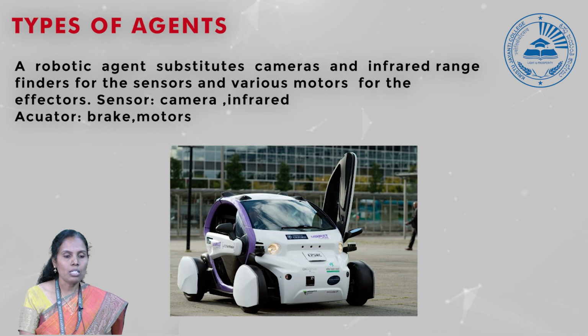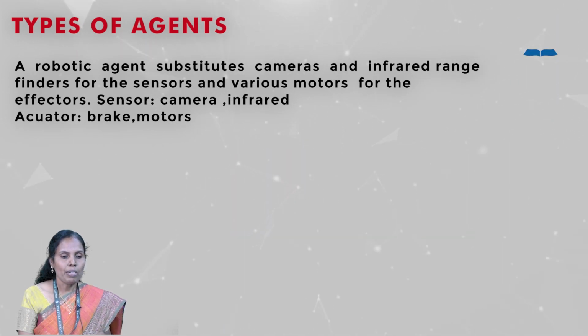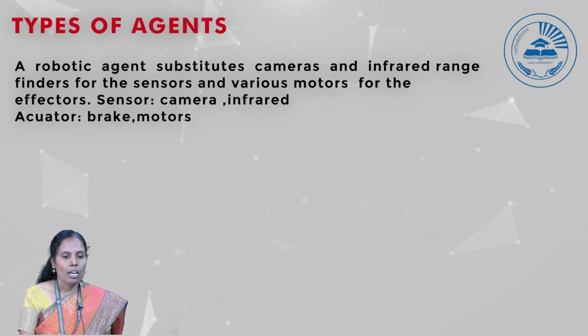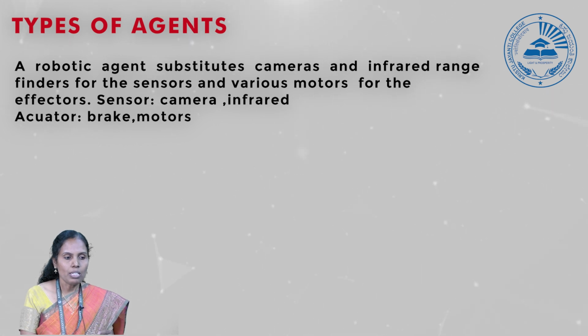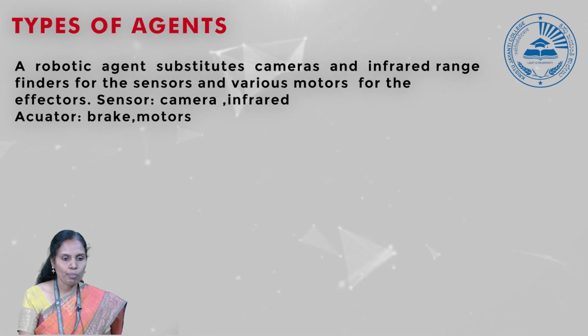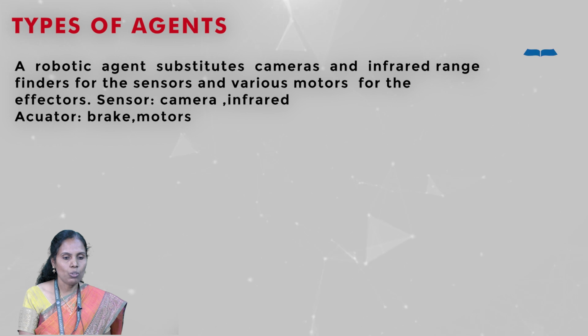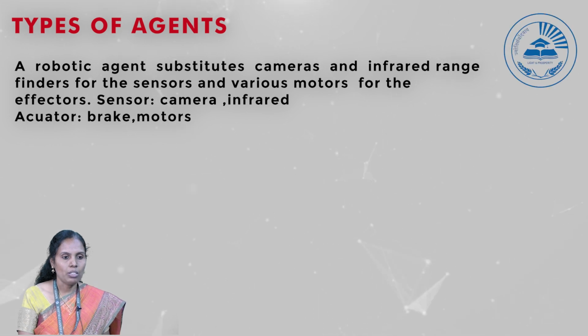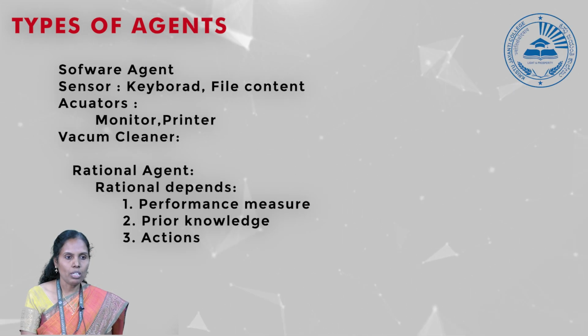So in this, the camera acts as a sensor, and here once the green signal will come, or red signal will come, then we have to stop the car. That robot has to stop the car. So that is an action. So actuator here is brake. So this is robotic agent.